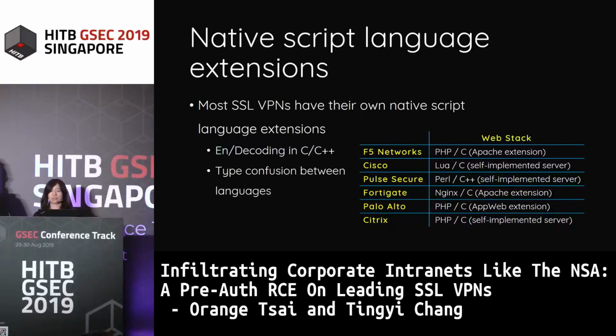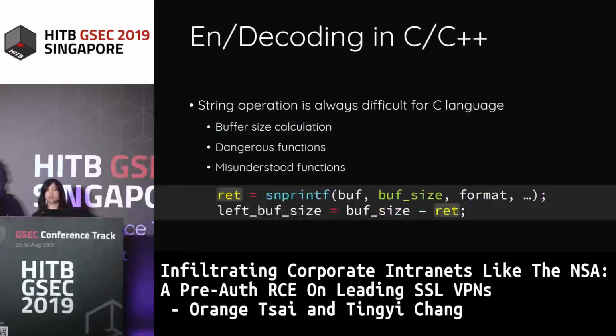Vendors like to use these extensions to do encoding, decoding, and other operations to improve efficiency, which may be vulnerable. And it's really prone to type confusion between different languages. As we know, string operation is always difficult for C, like buffer size calculation, dangerous functions such as strcpy, or misunderstood functions.